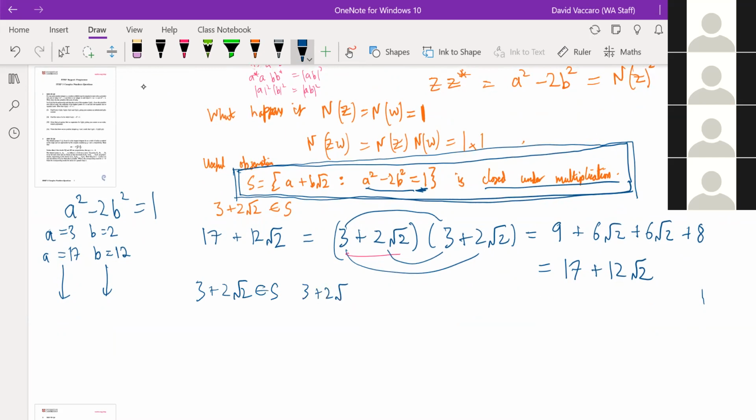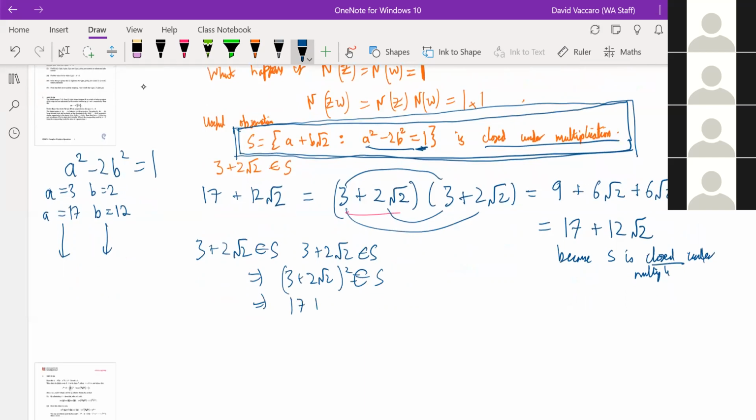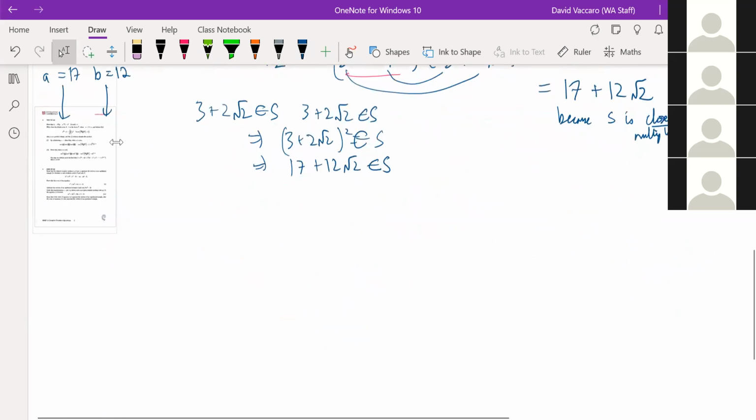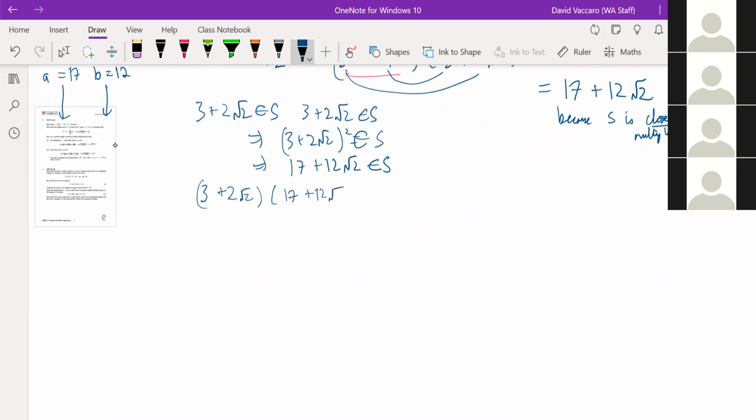which means that 3 plus 2 root 2 is in S. And then because S is closed under multiplication, if I multiply 3 plus 2 root 2 by 3 plus 2 root 2, I stay in S. Okay, so it's this closure property that guarantees that 17 plus 12 root 2 is in S. But if 17 plus 12 root 2 is in S, if I multiply it by another element in S, like 3 plus 2 root 2, I should stay in S.